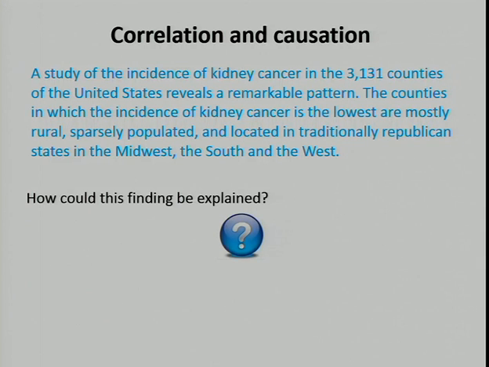Again, theory is needed to get something more interesting. If you look at this example, the study of the incidence of kidney cancer in over 3,000 counties reveals a remarkable pattern. Counties with low incidence of kidney cancer are mostly rural and sparsely populated, and also located in traditionally Republican states. So how might you explain that type of finding if you were looking at that? Hint, you can relate this to something that we've been discussing so far.